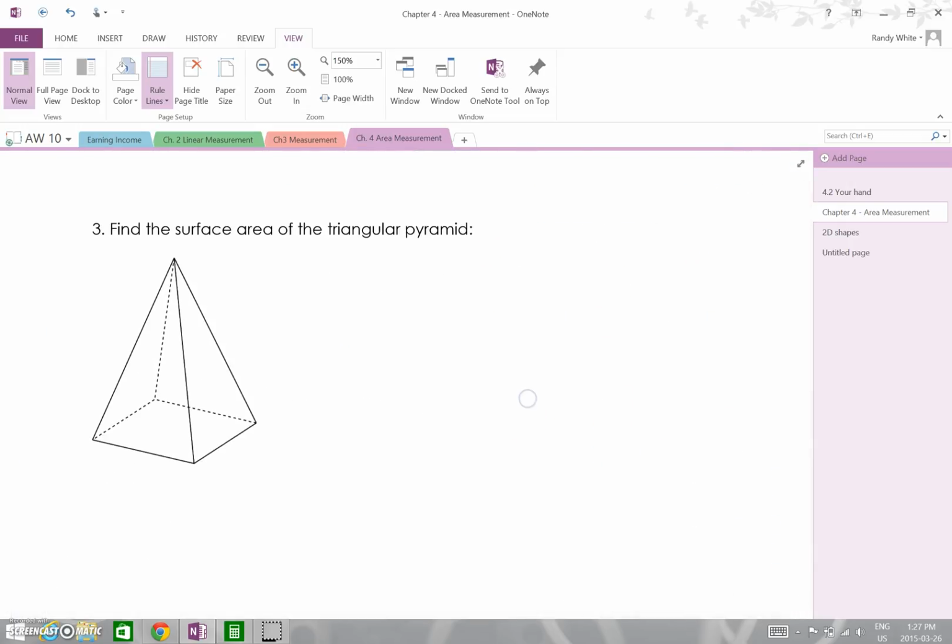Here's our last one. This is a triangular pyramid, okay? And it's called a pyramid because the point is up here. So basically what we have here is, I need to find out what the area of each of these faces are. So it depends what they are. If on the bottom it's a square, basically then the surface area is going to be 4 times the area of one triangle plus the area of the square.